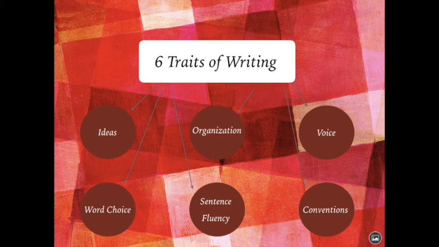The last of the 6 traits is conventions. Conventions include spelling, punctuation, capitalization, grammar, and sentence structure. They make the writing readable. I plan to use the 6 traits of writing in my classroom as much as possible. It provides a clear path to follow when teaching the proper order of constructing a paper. I would take one trait at a time and make that the focus of my lesson, like we did with our students this semester.